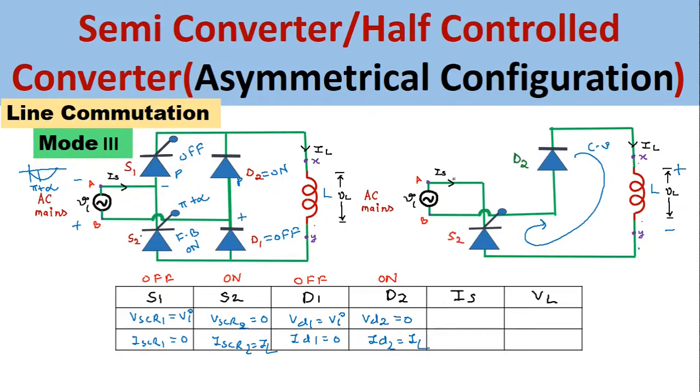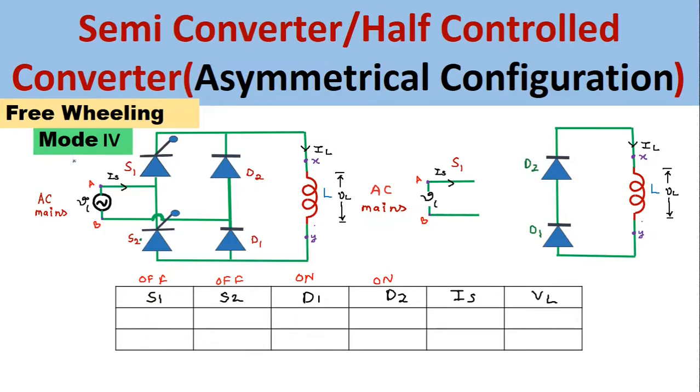Now here we can see that the load current will flow like this and come like this. This is the load current. That means here the source current will be minus of IL. So the source current will be equal to minus of the load current. And what is the load voltage? Because the polarity of the load voltage is the same as in mode number 1, the load voltage will be equal to the input voltage here.